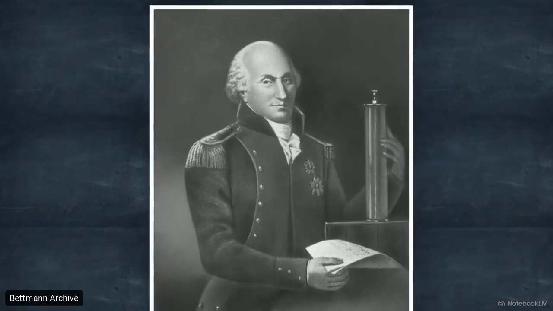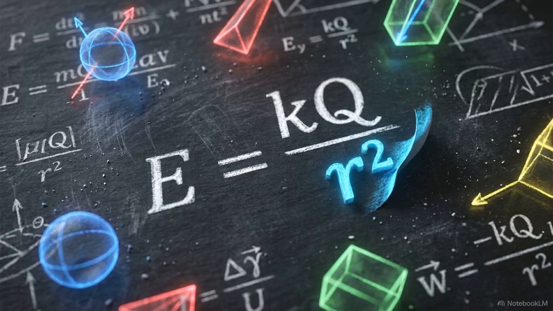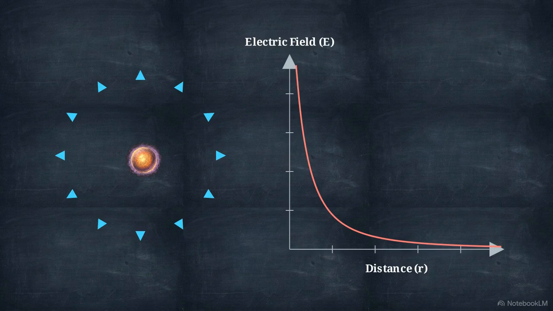In electrostatics, the foundational rule is Coulomb's law. It states that the electric field generated by a point charge weakens proportionally to the square of the distance from that charge. This chart shows the decay. As field lines radiate in 3 dimensions, they spread, diluting the field's strength.